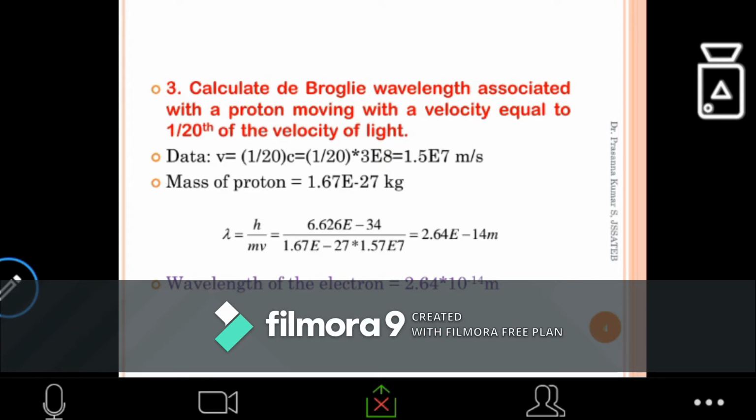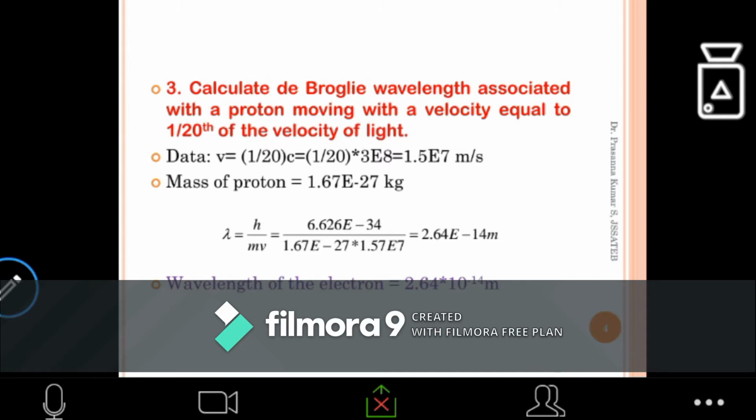So first you calculate the velocity, that is 1/20th of c. Substituting for c, it is 3 lakh kilometer per second. So the velocity becomes 1.5 into 10 to the power 7 meter per second. So the velocity of the proton here, which is moving at 1/20th of the velocity of light, is equal to 1.5 into 10 to the power of 7 meter per second. This is the velocity now.